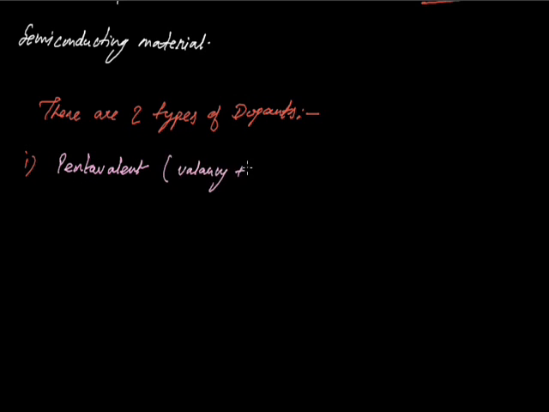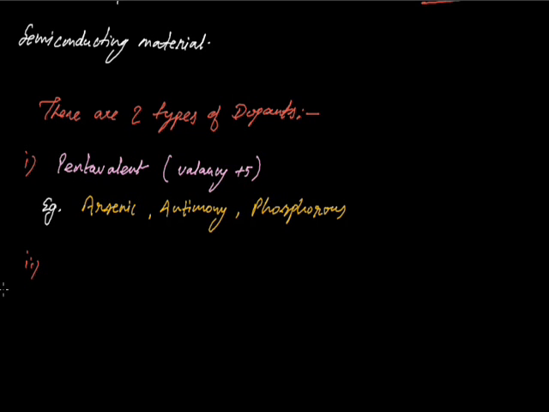There are two types of dopants. First, pentavalent, having valency 5, valency plus 5. They can contribute 5 outermost orbital electrons for bond formation with other atoms. Examples: arsenic, antimony, phosphorus. The second type of impurity that can be added is trivalent.